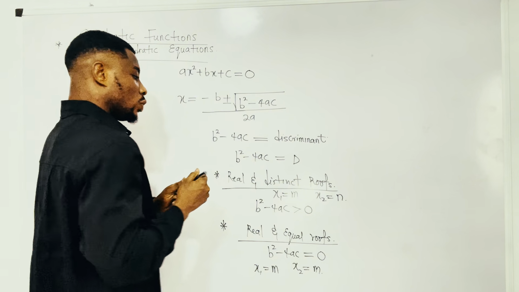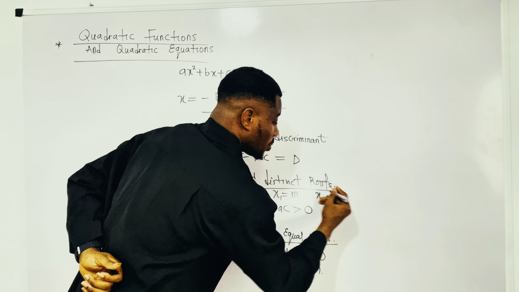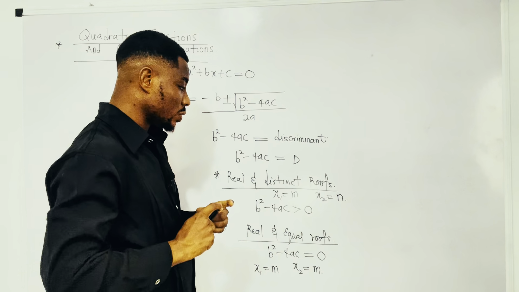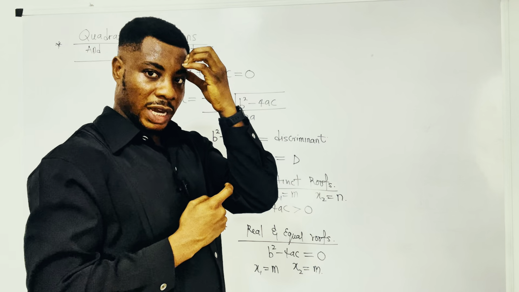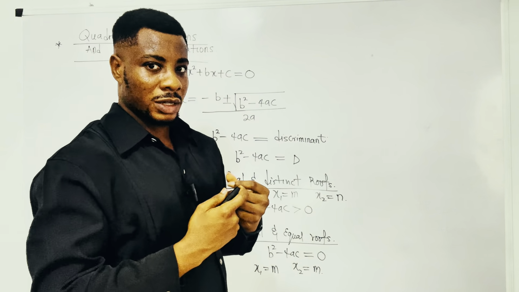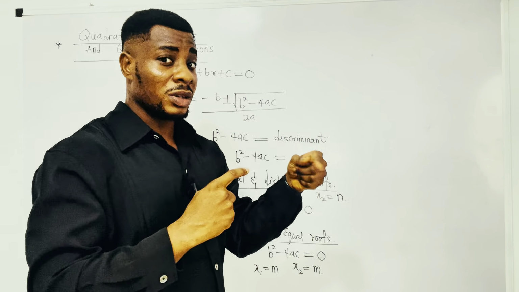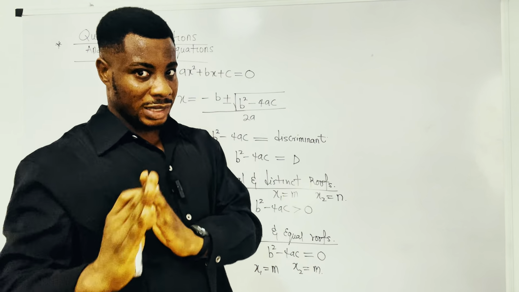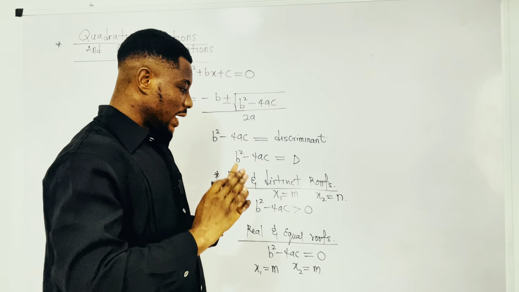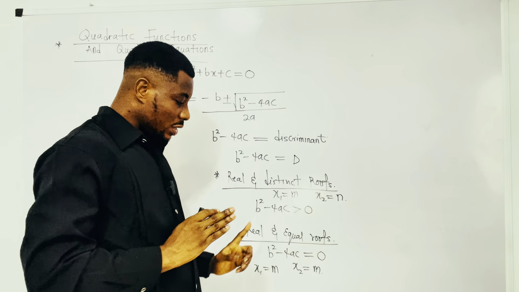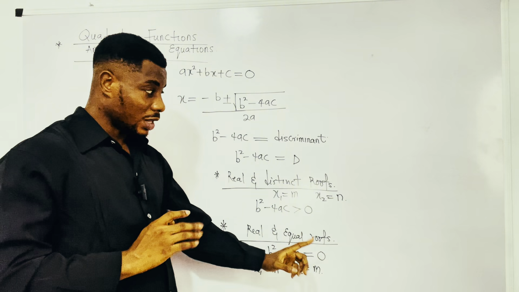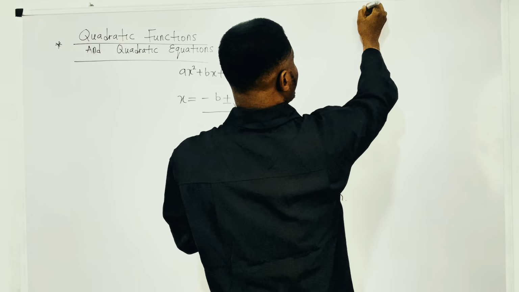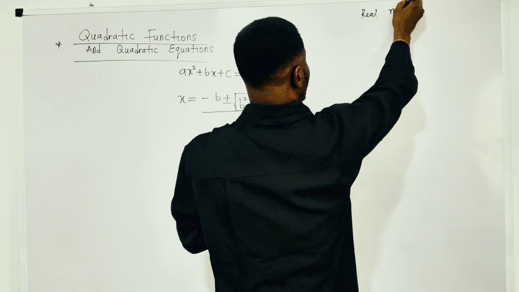Now, in most questions, I could decide to combine roots when I say real roots. When the roots are real, what does that tell me? They could be real and distinct, or real and equal. When it's real and distinct, the roots are different. When it's real and equal, the roots are the same. So these two can be combined to say real roots.